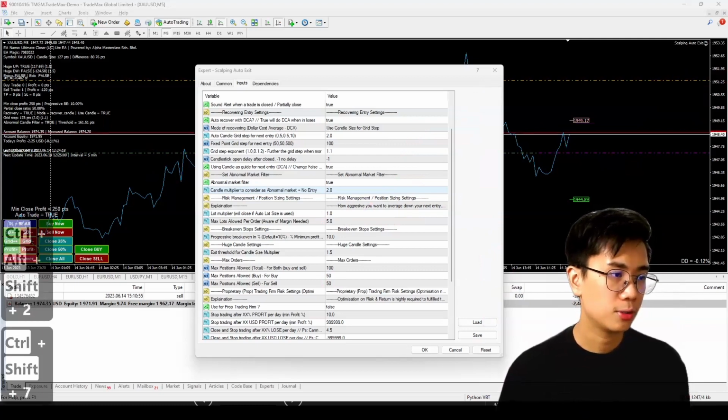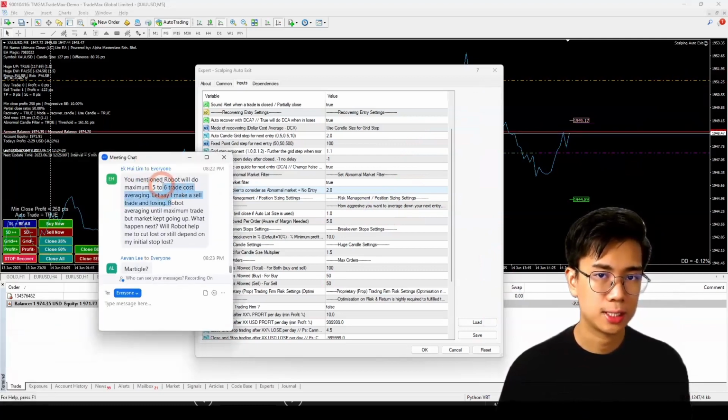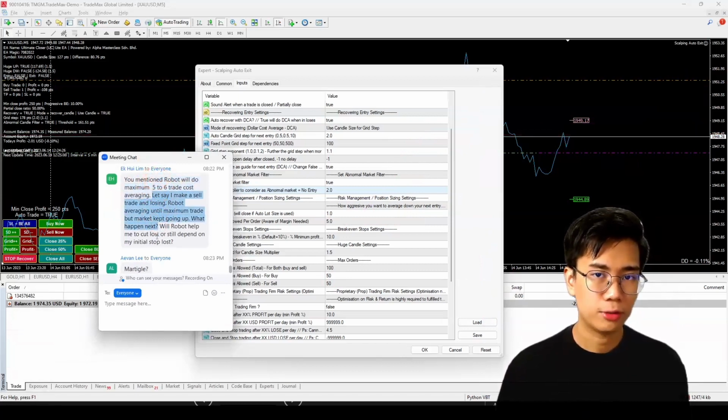You mentioned that the robot will do a maximum of 5 to 6 dollar cost averages. Let's say that I make a sell trade and the robot averages until the next trades keep going up. What will happen next? Will the robot help to cut loss, or does it still depend on my initial stop loss?